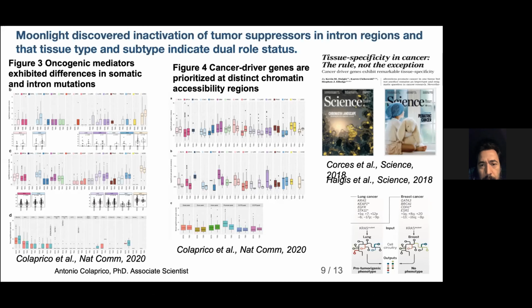And what has been described in the other paper in Science 2018 is the permeability of the tissue type that allows genes to change role.